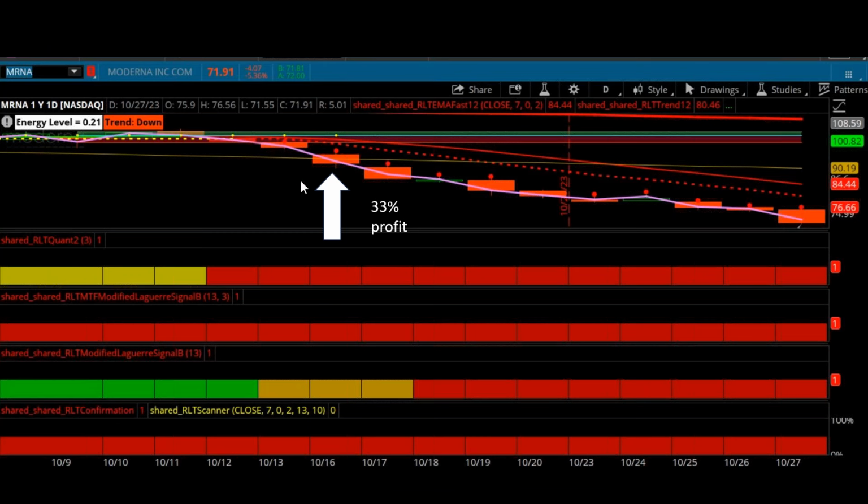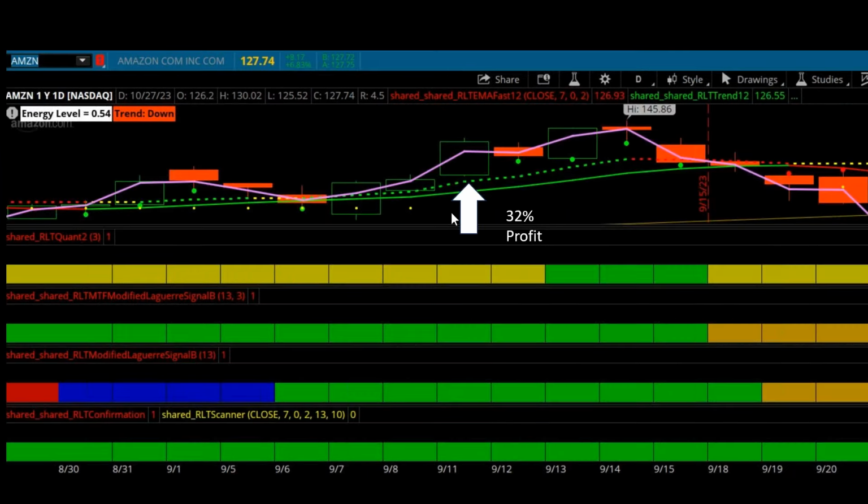This was Moderna. You might be familiar with Moderna. Again, coming out of dynamic compression here on the daily chart, it breaks down right here. You see where I got the arrow. This is where I took it, as it broke down off of the 15 EMA on the daily. We took this for 33% profit on Moderna. And again, you see yellow and red across the board. Institutions are selling, so you want to be short.